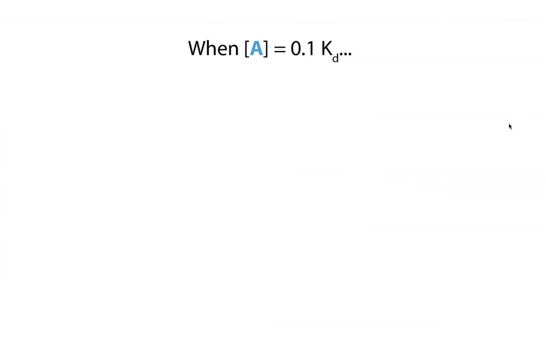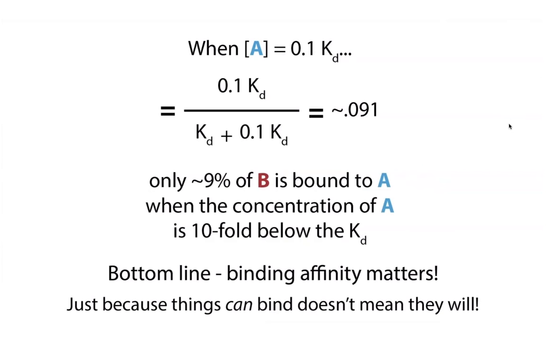Let's go the other direction. What if your concentration of A is only 1/10 of the Kd? Pause the video and try this. Now you find that only about 9% of B is bound to A when the concentration of A is tenfold below the Kd. Bottom line, the binding affinity matters, and just because things can bind doesn't mean that they will. So when we do binding assays, we can figure out a Kd for things that have really high Kds, meaning they're really weak interactions. And so we could calculate a number, but that doesn't tell us that it's physiologically relevant.